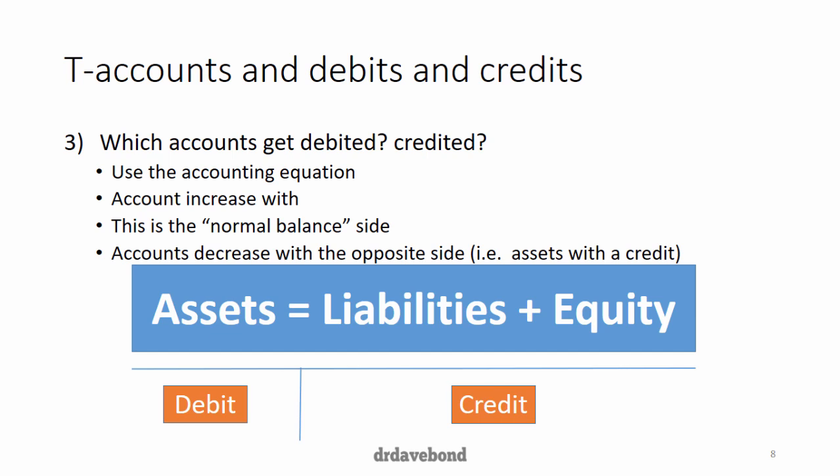And the flip of that is that if these accounts increase with a debit and credit in the particular way that we see on the screen, they decrease with the opposite. So assets decrease with a credit and liabilities and equity decrease with a debit.